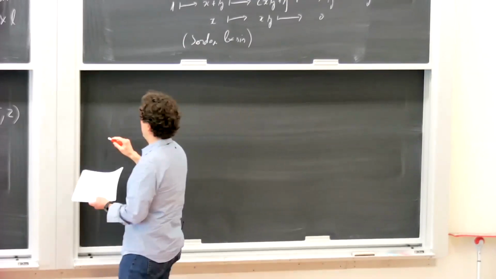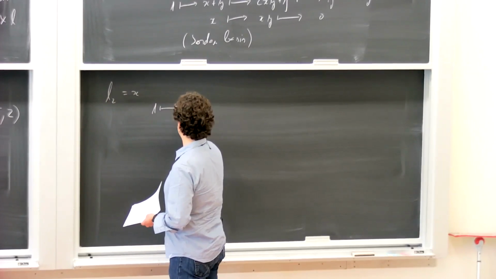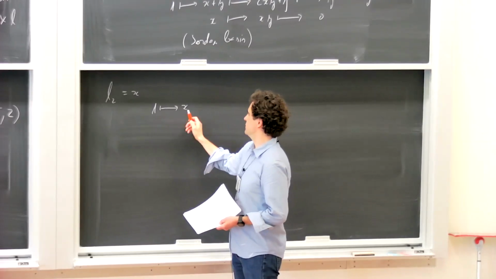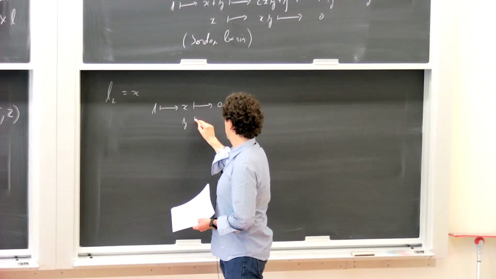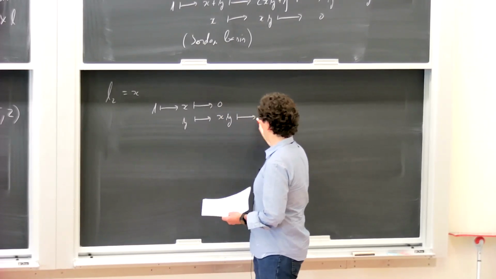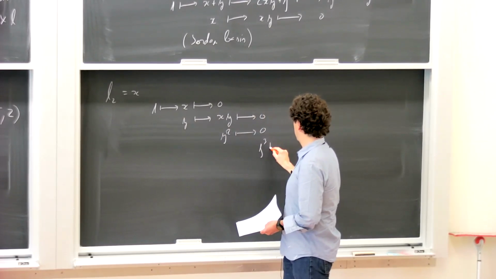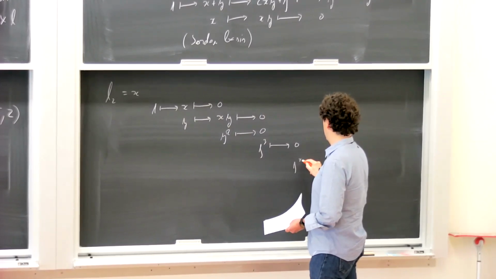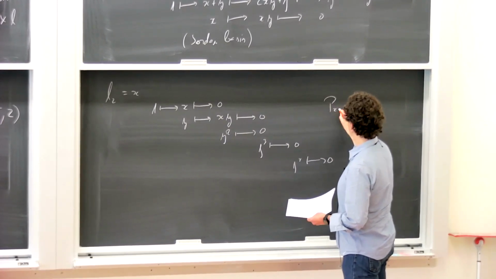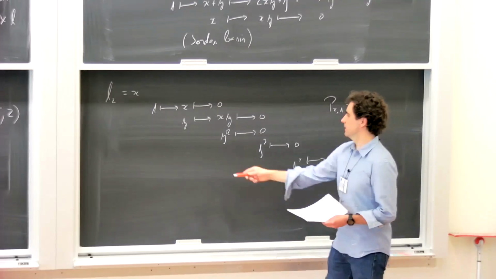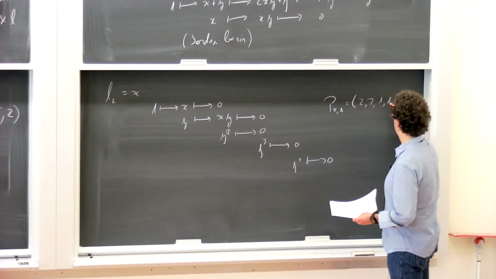We can look at what happens to another linear form, x. Again, I see what happens to 1. 1 goes to x, but x goes to x squared, which is 0. Y goes to xy, and xy goes to 0. Y squared goes to 0 directly. Y cubed goes to 0 directly, and y4 goes to 0 as well. And from this, we already know that the Jordan type of x in A is going to be 2 from this string, 2 from this other string, and then 1, 1, 1. So 2, 2, 1, 1, 1.